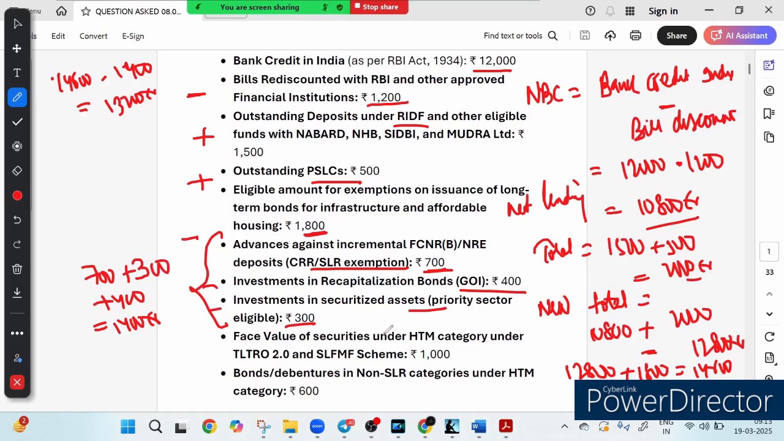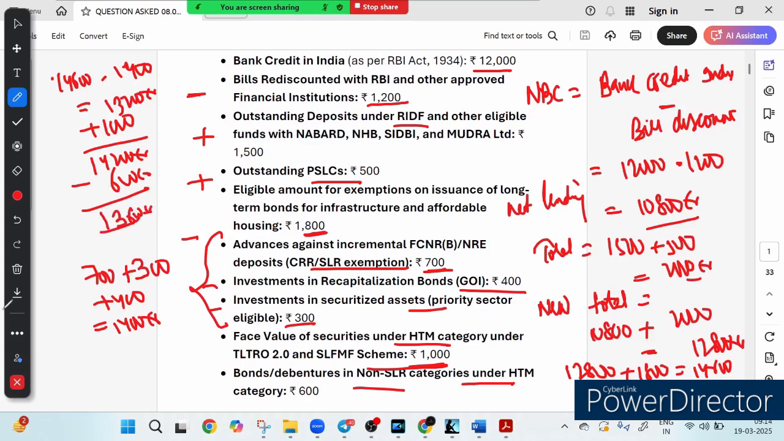Now HTM securities have to be added, which is the face value of held to maturity securities under TLTRO, SLMF. So you have to add these two. You can see 1000 crore has to be added. So just add 1000 crore, it will become 14,200 crore. The final thing is that you have to subtract bonds in the non SLR category under STM, which is 600 crore. So you subtract 600 crore. The final answer is 13,600 crore. So this is how you calculate the ANBC.